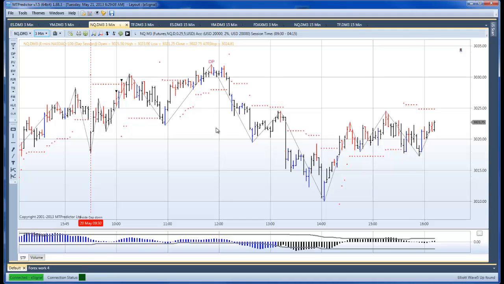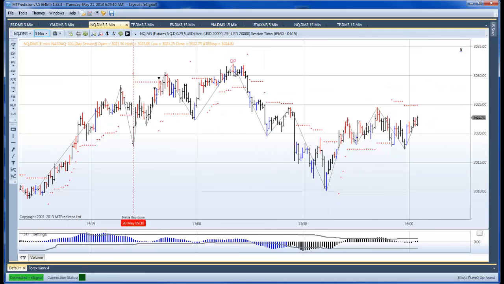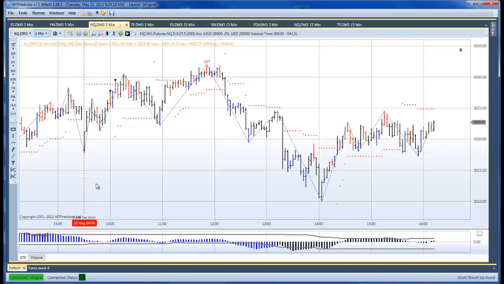And as you can see here on the NQ, this was the high of the day yesterday, and you can see our automatic DP sell caught the very high of the day very nicely indeed. But the trouble with catching the end of a trend is you never know that the trend is actually over, and this is why I want to have a look at this.